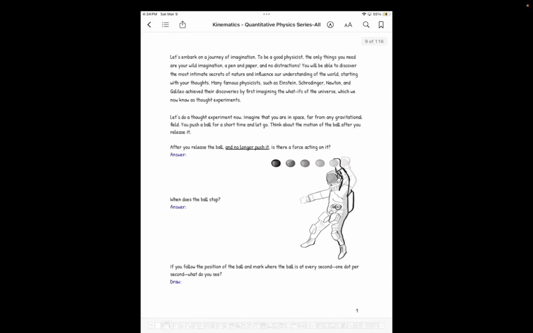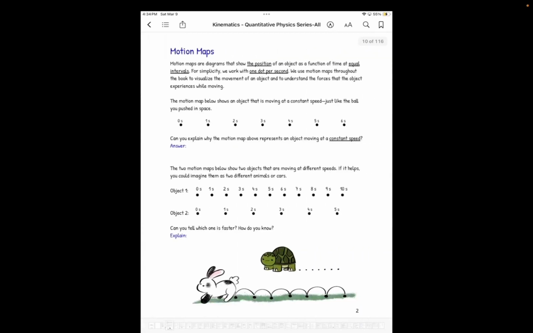Now try to imagine if you want to mark the location of the ball at every second, one dot per second. What do we see? The dots are evenly spaced out. Okay, very good. So it would be a dot, dot, dot, dot, dot, right? Something like that. Okay, so this is something that we call motion maps.